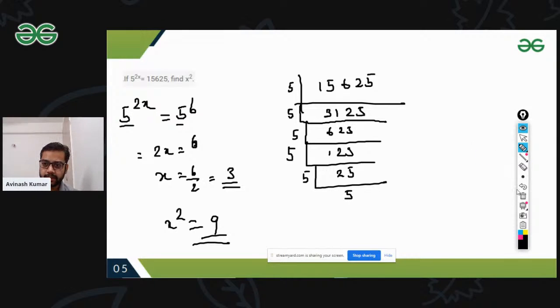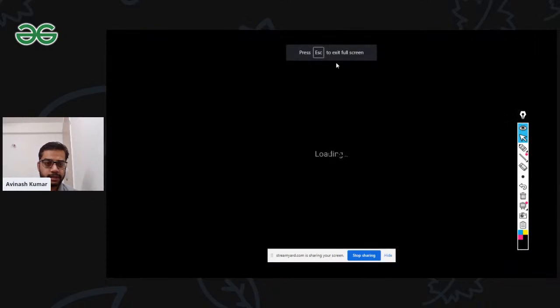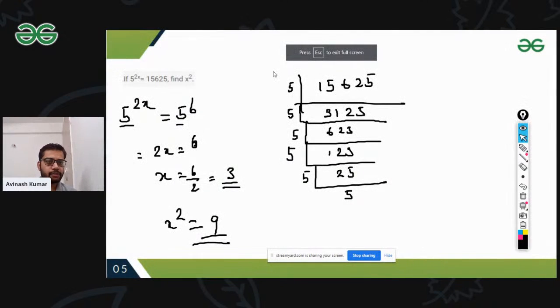How many of you found this answer? Just come to the chat box, finding this part. Chelsea, 14 by 4? No, no, no. How could this be your answer? Karthik, 3. Okay guys, what's wrong with this? Is this question tough? I have just done nothing.